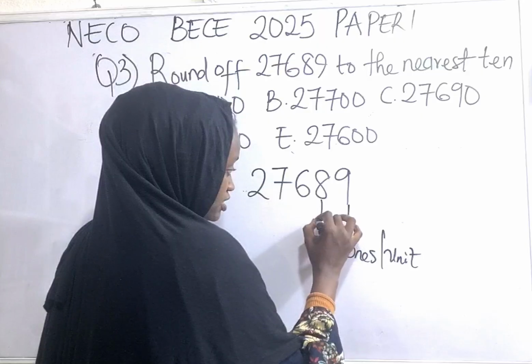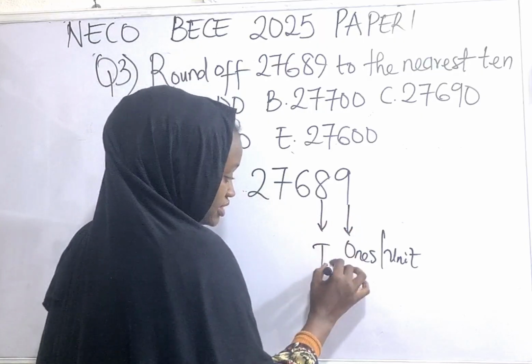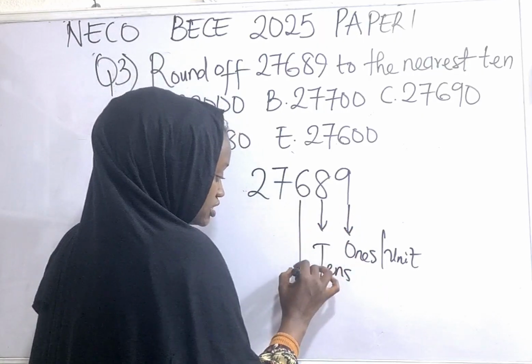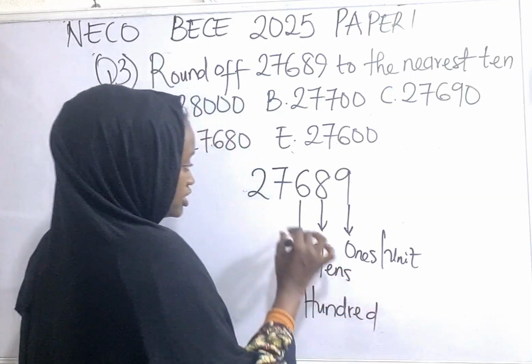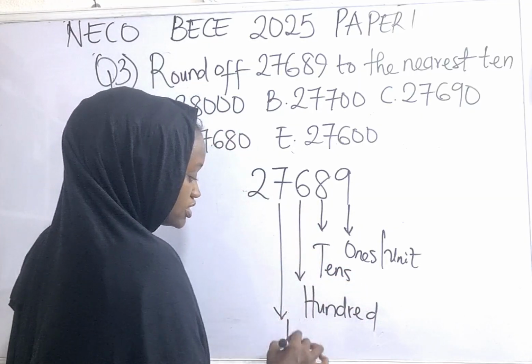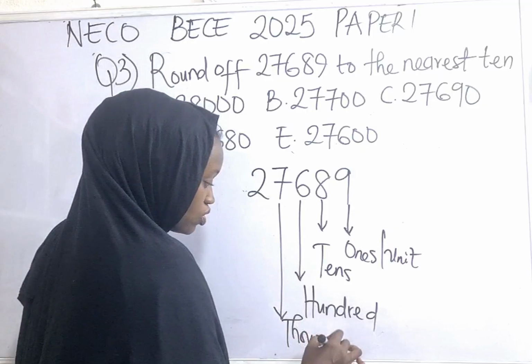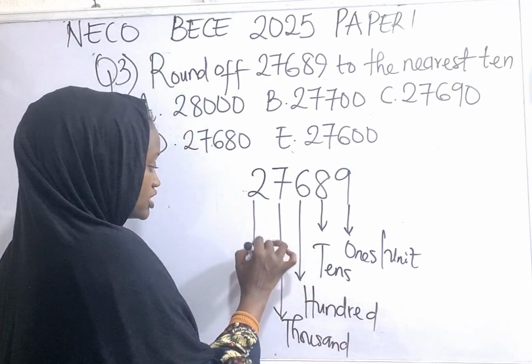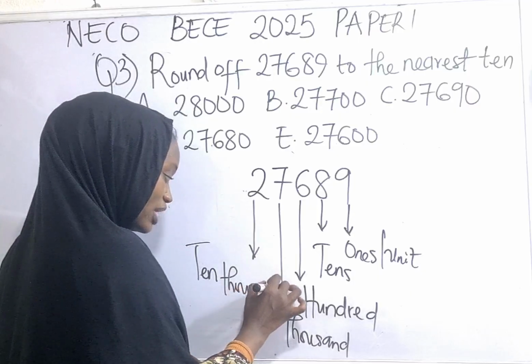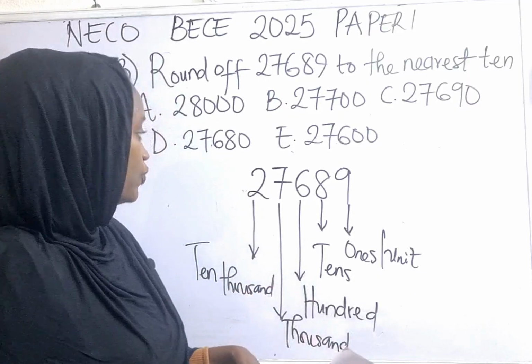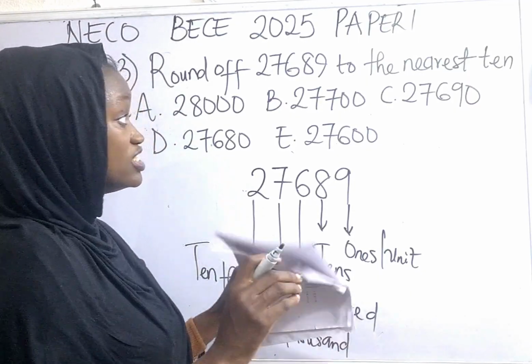The 8 here stands for what? The tens. The 6 stands for what? 100. The 7 here is what? 1,000. The 2 stands for what? 10,000, right? So easy. This is place value. But we are asked to round to the nearest 10.